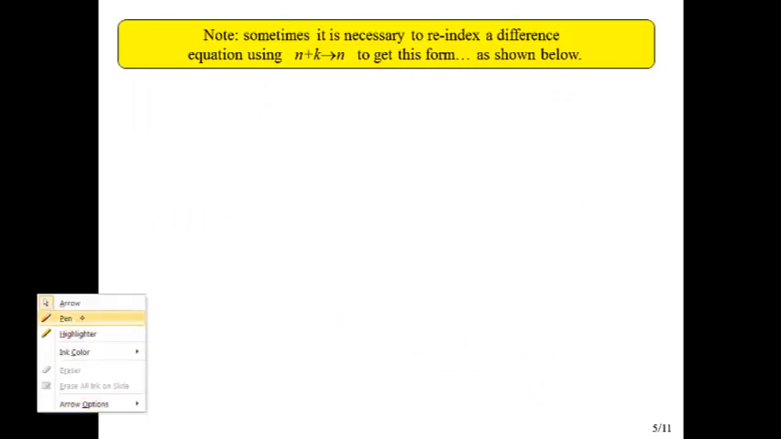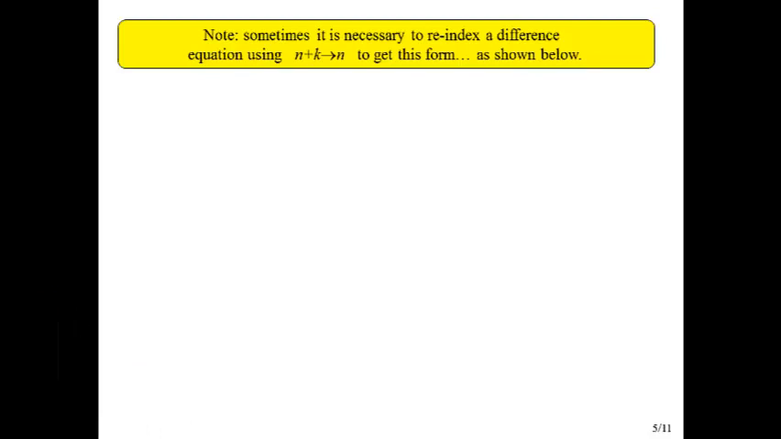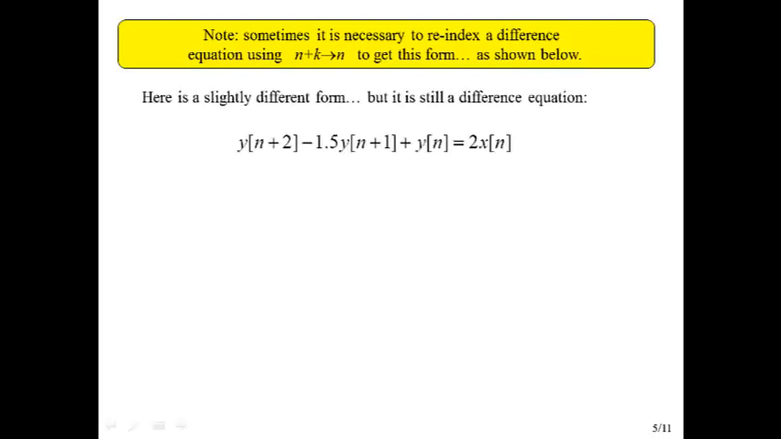Sometimes you find it necessary to re-index the difference equation when your most advanced term is not n. So let's take a look at that here. So here's a slightly different form. It's still a difference equation, and we can see here that our most advanced term is n plus 2. Our least advanced is n. Take the difference, you get 2, so this is a second order difference equation.